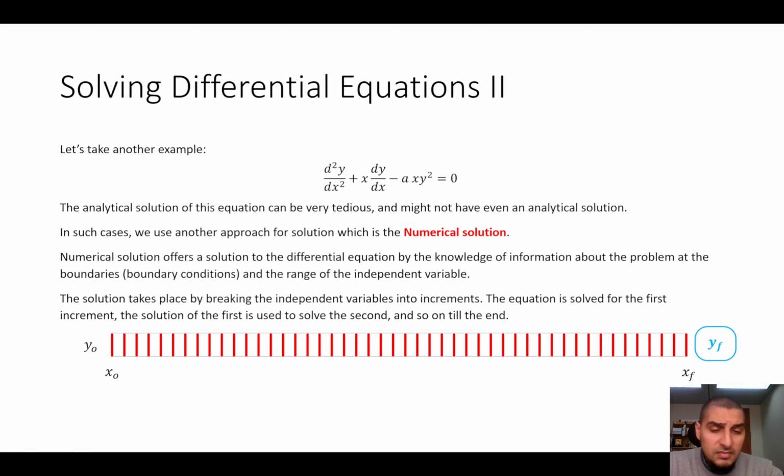Okay, so it's not like what we did before. It's not doing a mathematical analysis to convert the differential equation into an algebraic equation. On the other side here, we do the calculations. We calculate the actual values of the dependent variable at different points of the independent variable, and use each point to calculate the next point, and so on until we reach the final point that we have.